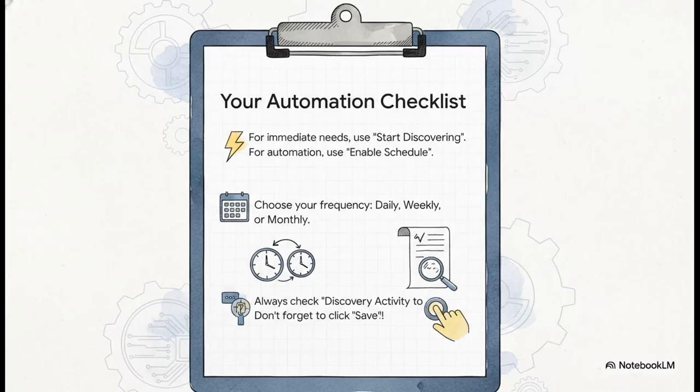All right, let's do a super quick recap. For an instant, one-off scan, you're going to use Start Discovering. To put it all on autopilot, you're hitting Enable Schedule and picking your frequency. You should always verify that your runs are succeeding by checking Discovery Activity. And of course, the golden rule: never, ever forget to click Save.